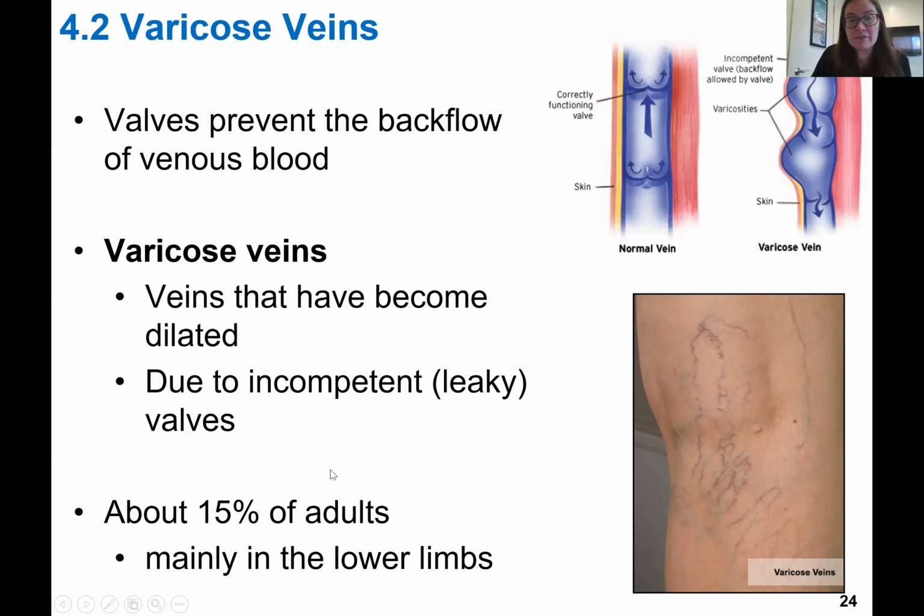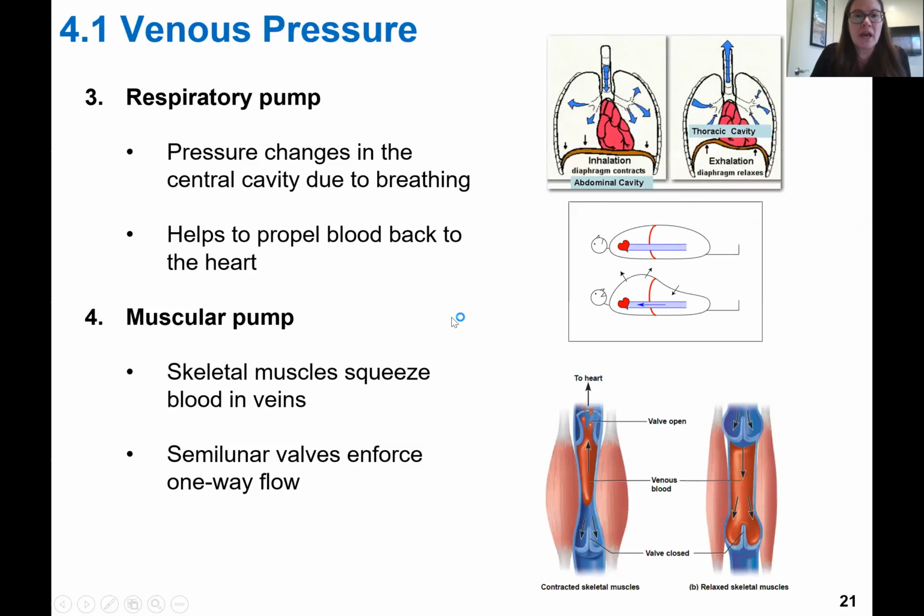And about 15% of adults have them, mostly in the lower limbs. And again, one of those things that gets more accentuated with age, because everything gets a little bit less flexible with age. Okay, let's go back up.